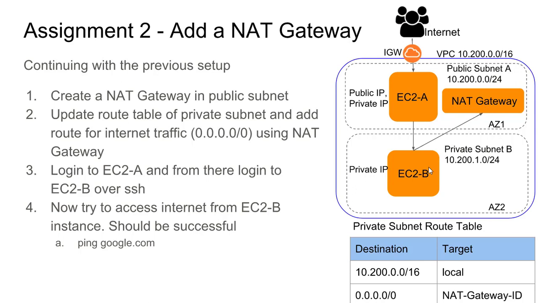Typically this is how the three-tier web architecture works: application servers are in a private subnet, but they still need to connect to the internet for downloading and installing required packages. So this is what we'll be doing. Now let's get into the execution.